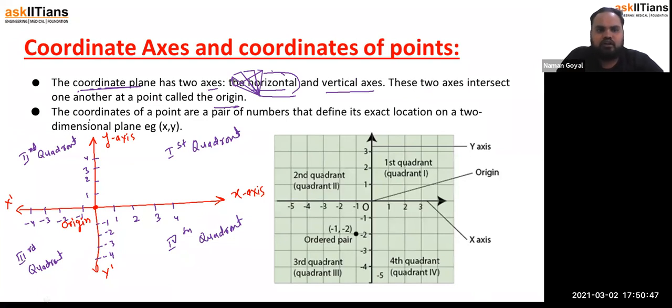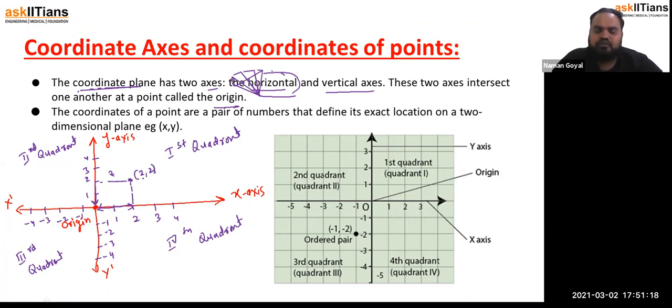Okay, now the coordinates of a point are a pair of numbers that define an exact location on a two-dimensional plane. Now see, if there is a point and I want to represent its location, we can say that this distance is 2 and this distance is also 2. So the coordinate of this point is what? 2 comma 2. First we have to write down the x part. This is the x part and this is the y part.